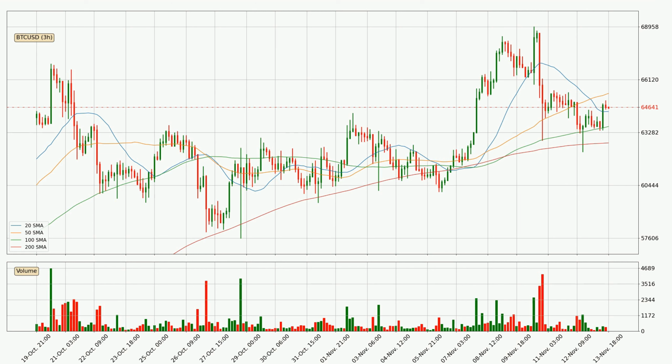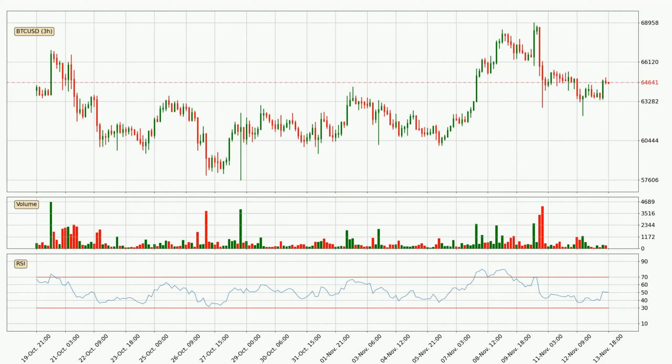Important to note is that the price is currently above the 200 SMA, which can play as a strong support. However, breaking it decisively to the downside will signal a potential big move down. Moving to the 3-hourly relative strength index, the current 3-hourly RSI is at 50, so it doesn't show signs of overbought or oversold conditions at this point.